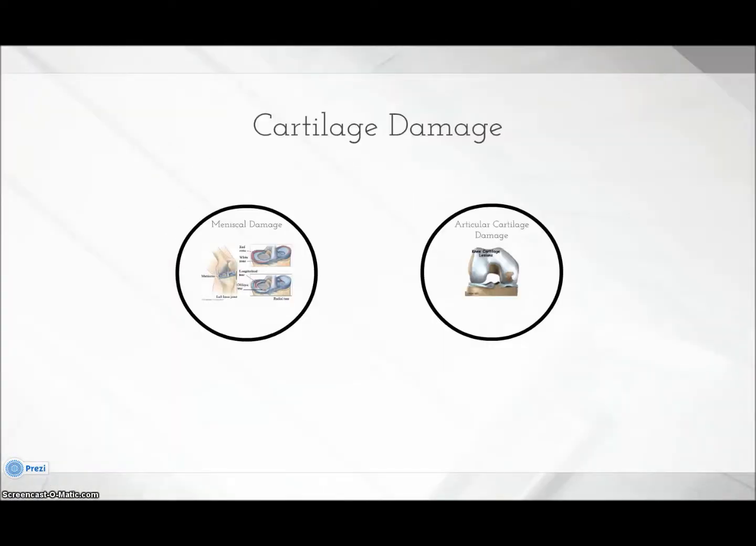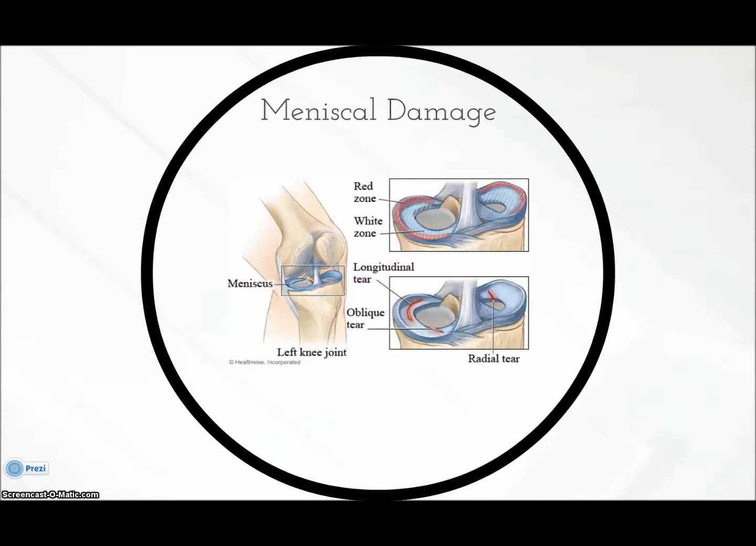The next thing is cartilage damage. And this usually happens in conjunction with ligament tears and/or fractures or breaks in the knee. First is damage to the meniscus. The meniscus is essentially a cartilage pad that cushions and holds your femur in place. Damage usually occurs because of twisting with a planted foot, high-speed impacts, anything like that.